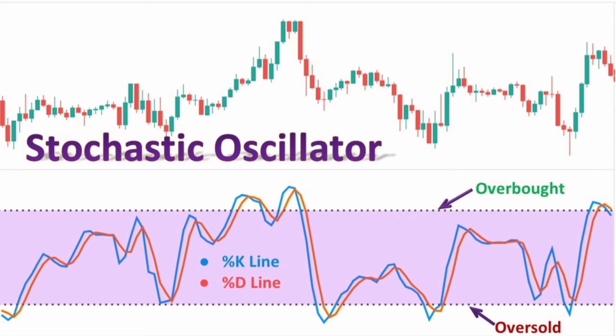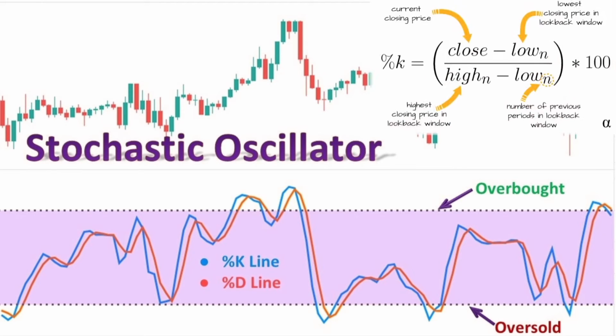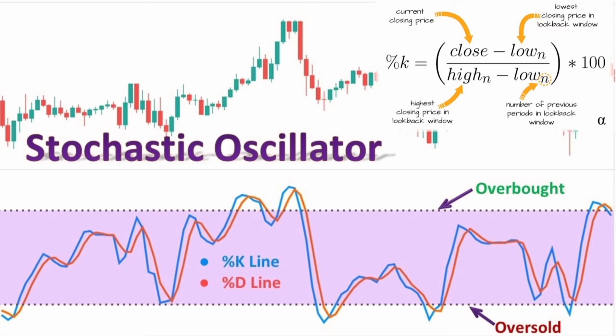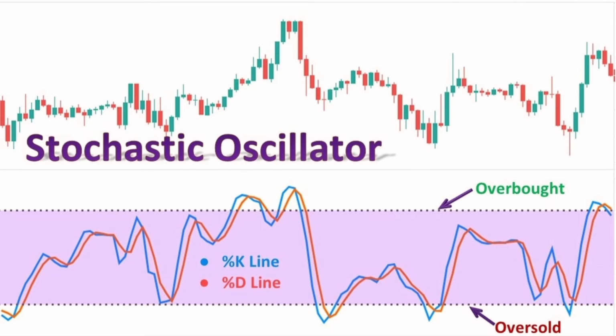The K% line is the faster of the two lines and it is calculated using the following formula. The D% line is the slower of the two lines and is calculated by taking a 3-period simple moving average of the K% line. The result is a line that is smoother and less volatile than the K% line. When the K% line crosses above the D% line, it is considered a bullish signal, and when the K% line crosses below the D% line, it is considered a bearish signal. Now let's go to the chart and see what it is all about.